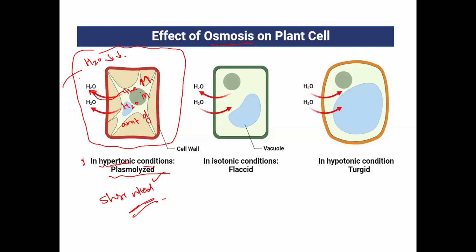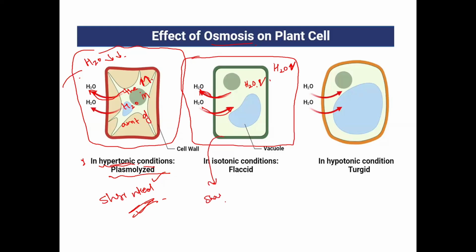This condition is called hypertonic. On the other hand, if I put this cell in a solution where the concentration of H2O outside the cell and inside the cell is the same, there is no net transport of water molecules, leading to no shrinkage and no swelling of the cell. Its shape is maintained. No change in shape actually.